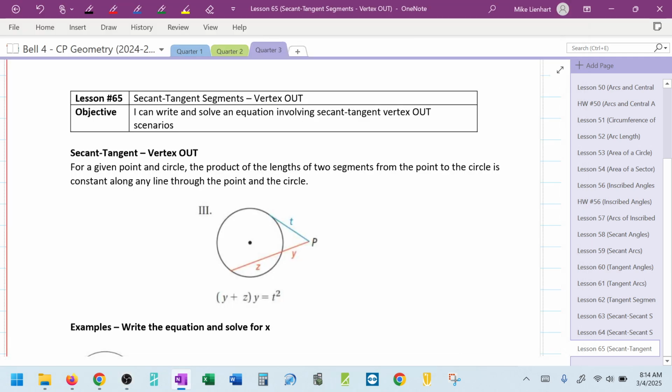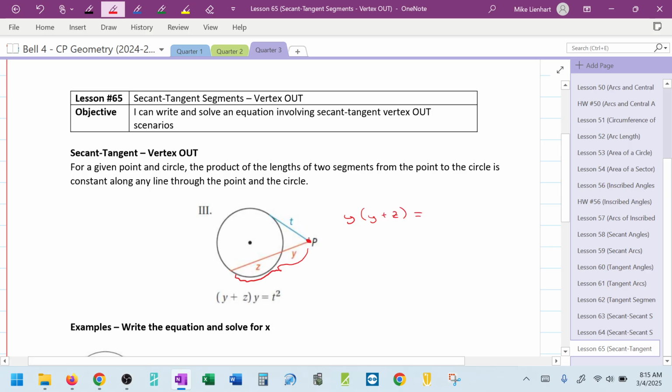This video is for secant tangent segments with the vertex out. Okay, so if you understood the secant vertex out lesson, this lesson is very, very similar, except one of the sides, the tangent, is going to just seem a little bit off. So we've learned this rule that says wherever the vertex is, we're going to measure to the circle, that would be y, and multiply that with the other side of the circle. Now remember, that means we have to add those two measurements, so that's how we get the y plus z.